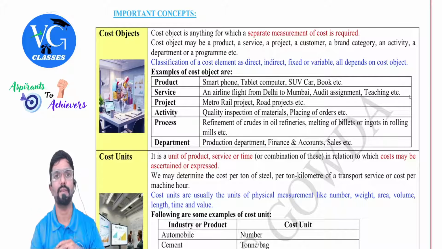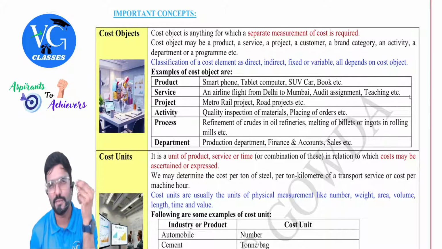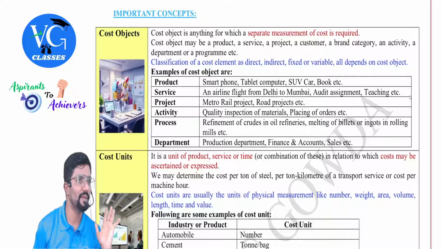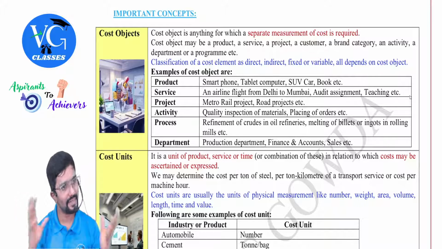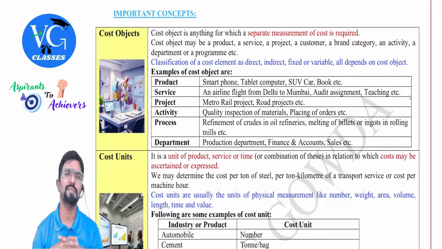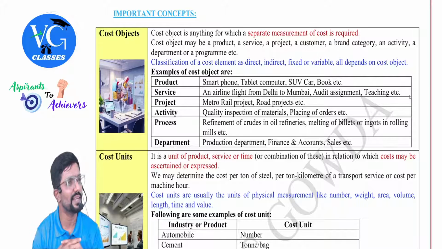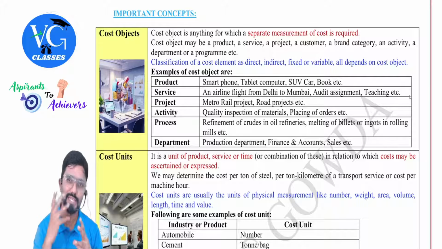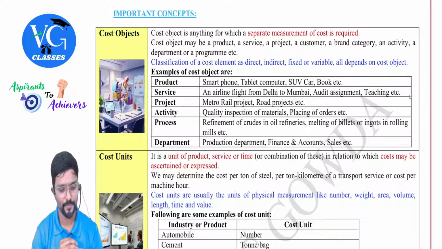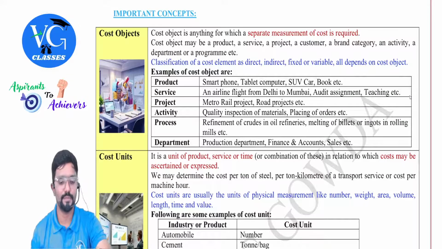So what are those, one by one? Please be careful, guys, because there will be a small difference between each of them. You will get confused. You will feel like after studying all this, sir, cost object and cost unit are one and the same. Actually, they are not the same. What is it? I will explain, but please be attentive. First, cost objects.